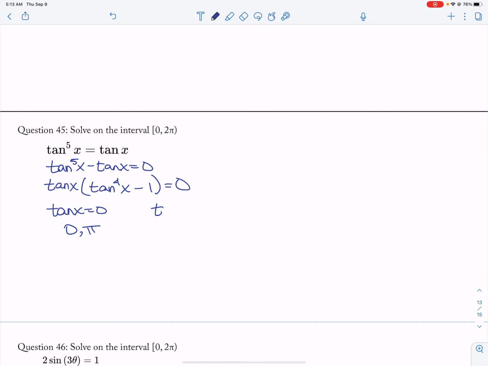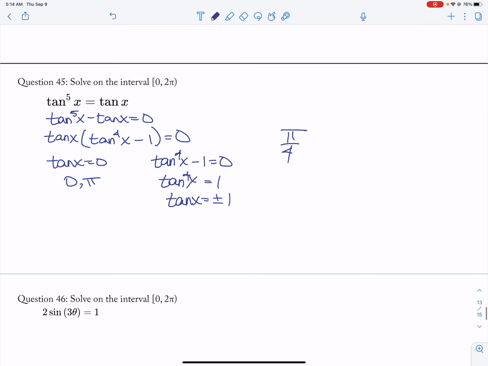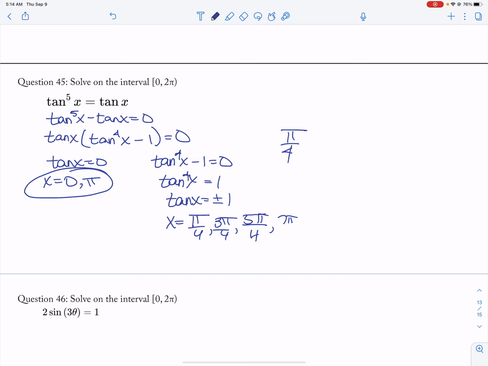And then tangent of x to the fourth is equal to 1. Take the fourth root of both sides, so I get tangent of x is equal to plus or minus 1. So that means I'm going all the way around with pi over 4. So then that gives me x is equal to pi over 4, 3 pi over 4, 5 pi over 4, and 7 pi over 4.